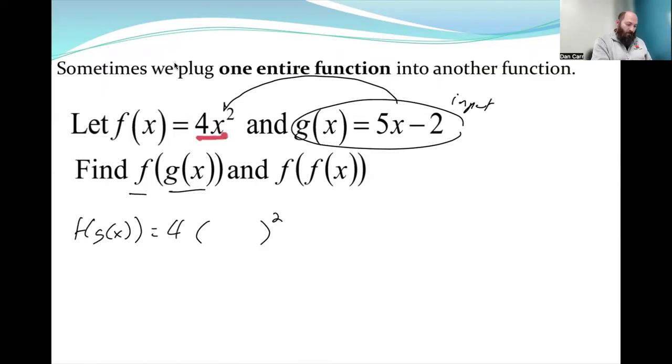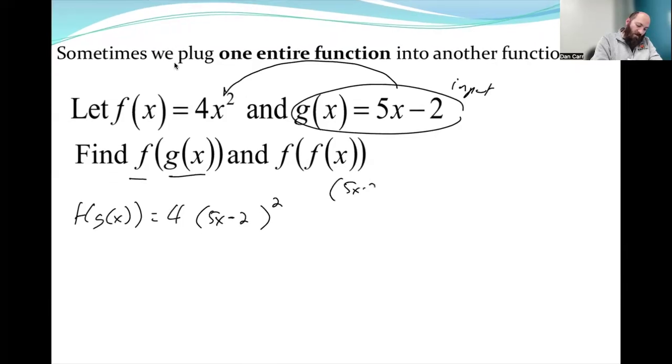It's 4x squared. Technically, it's 4x squared. But now what goes inside is g of x. This is going to go inside here. So I'm going to go ahead and put 5x minus 2. From here, we're going to go ahead and distribute and simplify. So when I do that, make sure you are distributing the 5x minus 2. I'll just do it right over here. So 5x minus 2 times 5x minus 2.